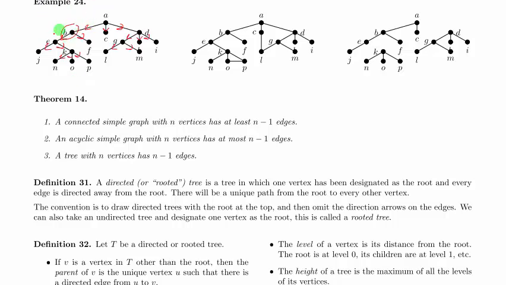If we designate B as the root, then all of the edges need to be directed away from B. And that means that this edge between A and B would then change its direction. And again, the convention, if we were going to do that, would be to then redraw the graph so that B is the highest and everything else is flowing away from it. Now, sometimes it doesn't really matter if the tree is directed or not.